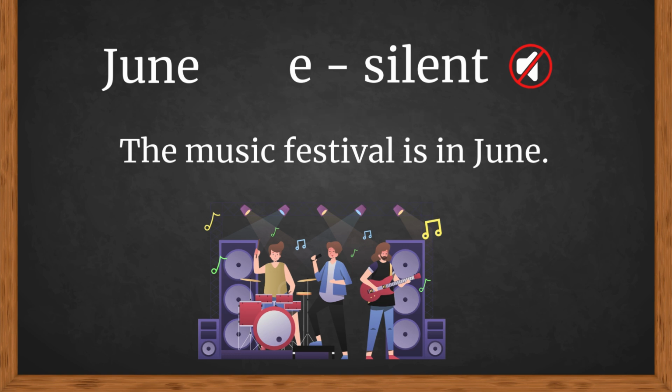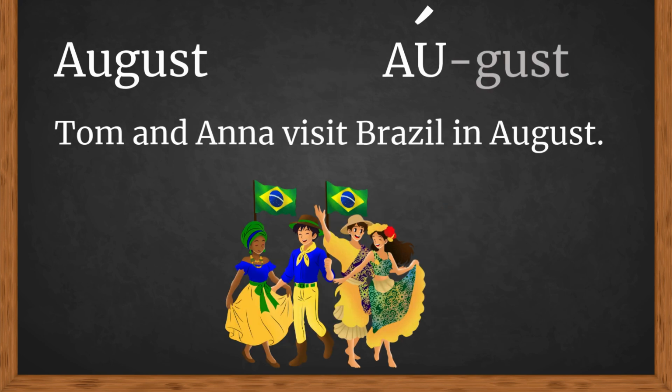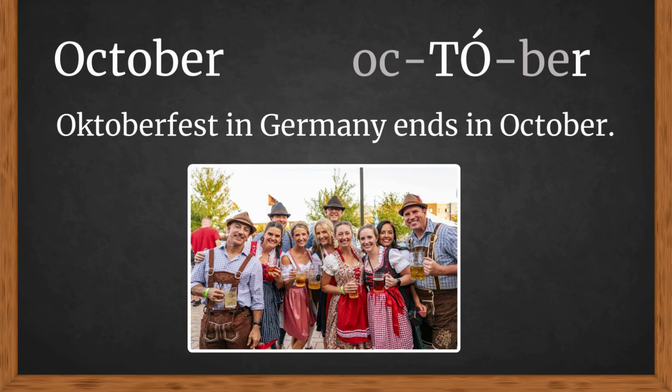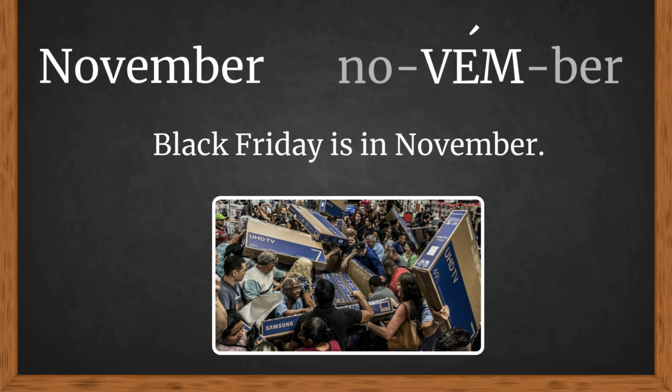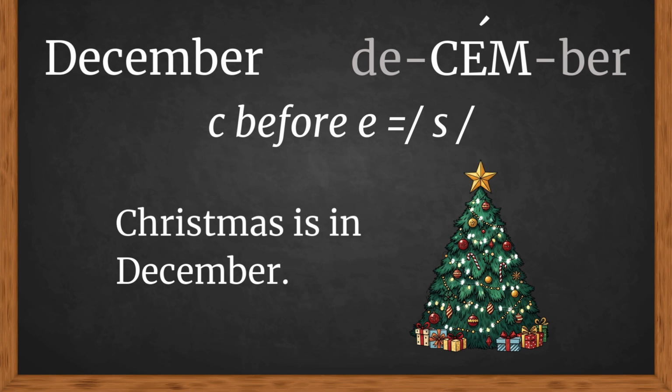The music festival is in June. July is a hot month. Tom and Anna visit Brazil in August. School starts in September. Germany's Oktoberfest is in October. Black Friday is in November. December. When C comes before E, it sounds like S. December. Christmas is in December.